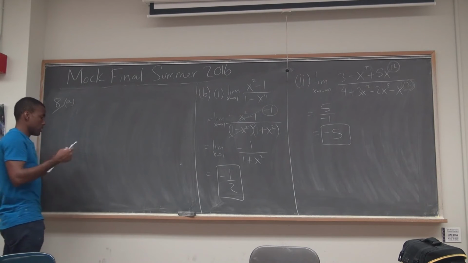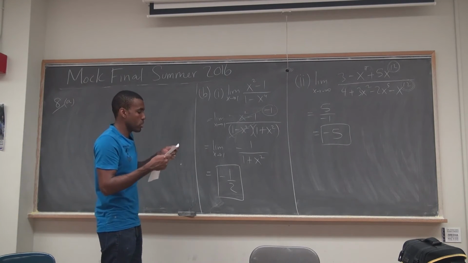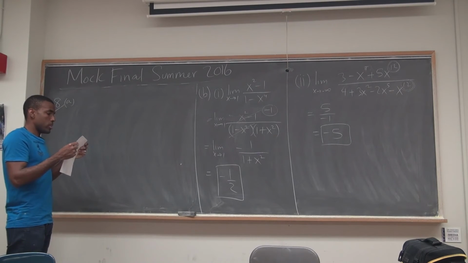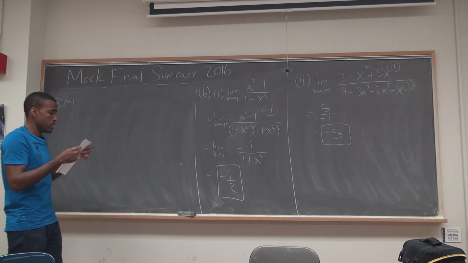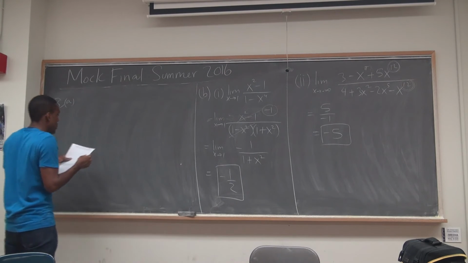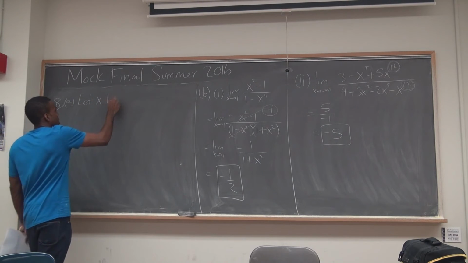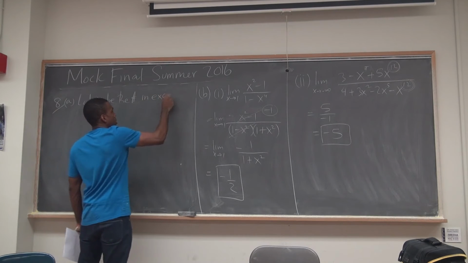So 8A. An artist is planning to sell signed prints of her latest work. If 50 copies are offered, she can charge $400 each. But if she makes more than 50, she must lower the price of all prints by $5 for each print in excess of 50. How many prints should she make to maximize her revenue? So here I would say let X be the number in excess of 50.